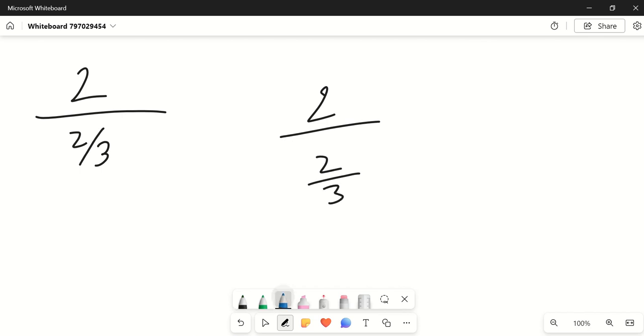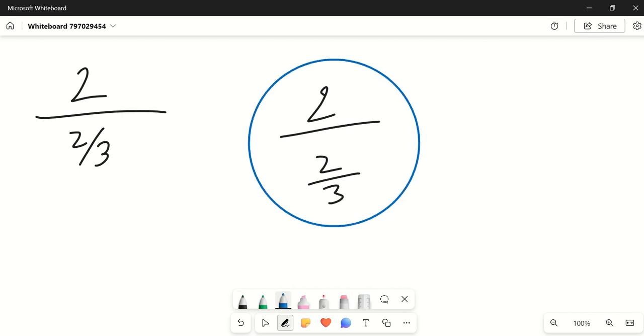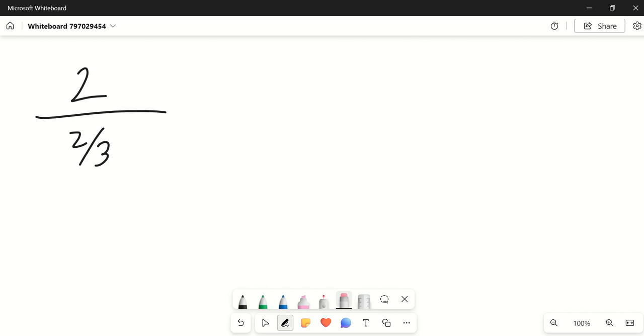I get real lost if I see something like this. So when I write my fraction, you'll notice me write this kind of slanted line so that I know what my numerator and my denominator are. So 2 over 2/3 is going to be the same thing as saying 2 divided by 2/3. And then again, that 2 needs to become 2/1. It needs to be a fraction.